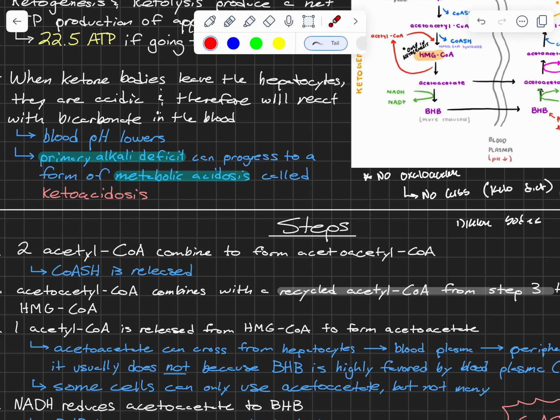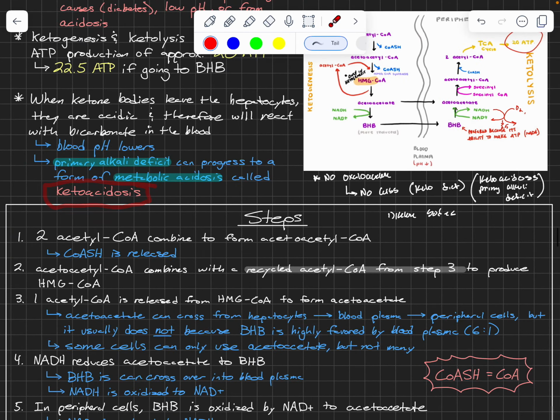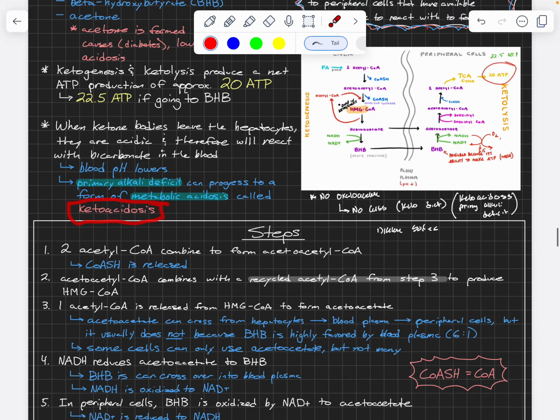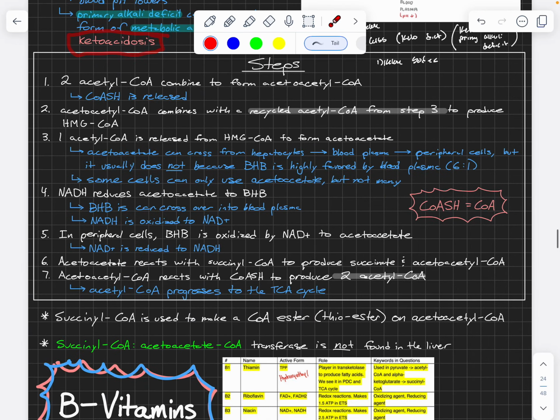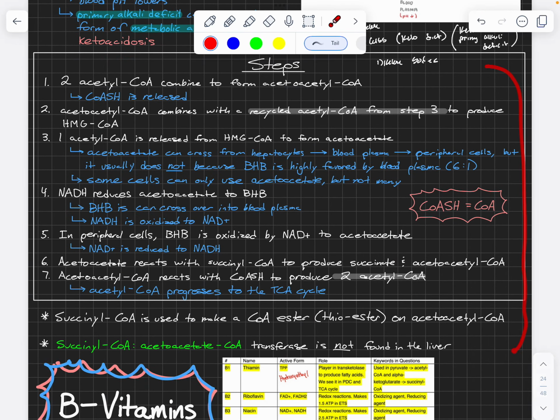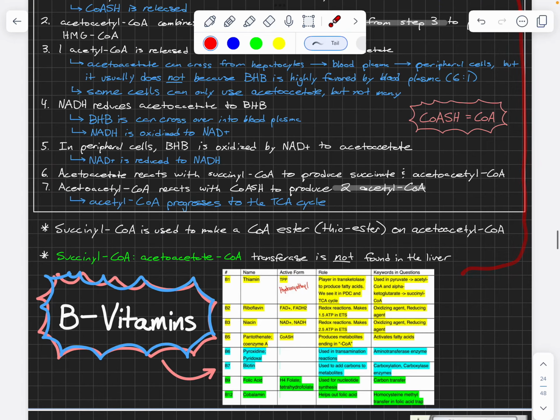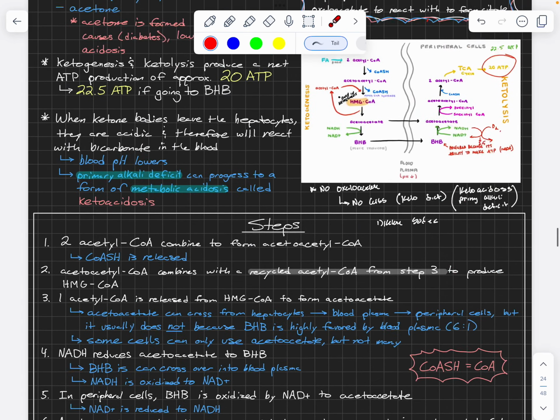So metabolic acidosis is just telling us that we are in a chronic state of more acidic blood. And when it refers to ketone bodies actually causing this, it will be referred to as ketoacidosis. Here are some steps that go a little bit more in detail about a lot of these processes.